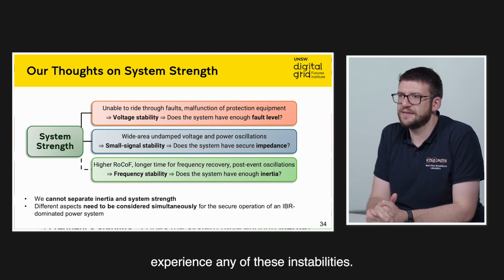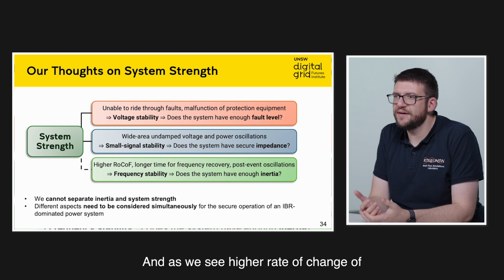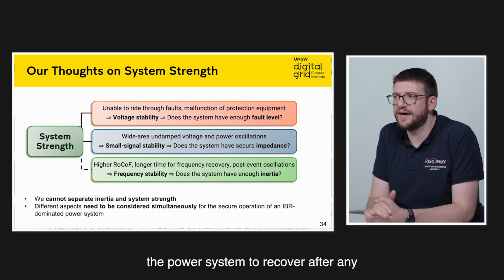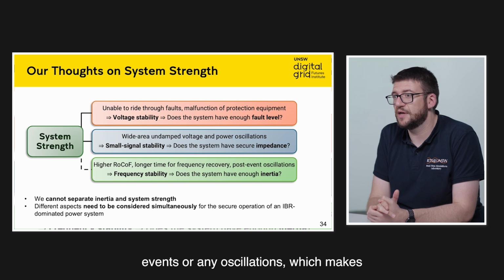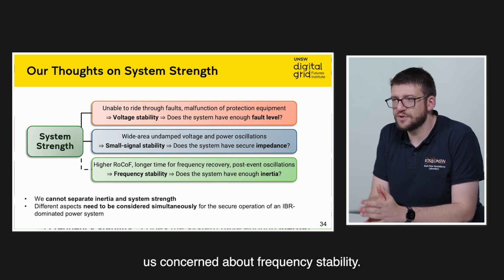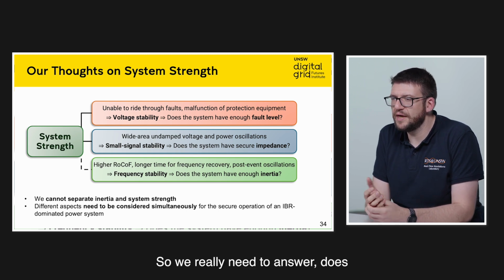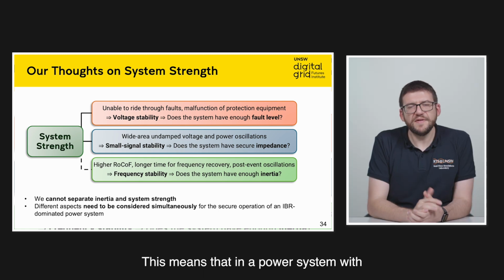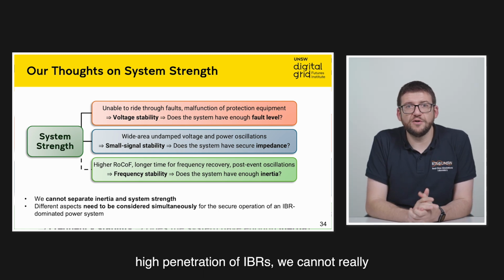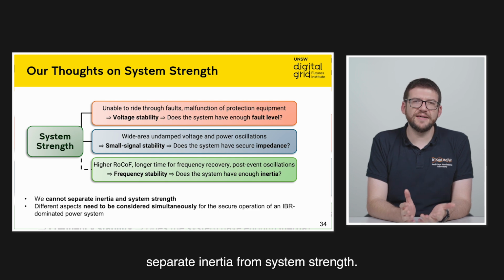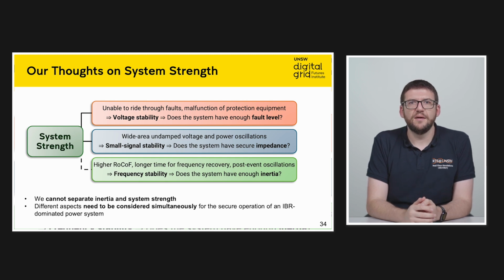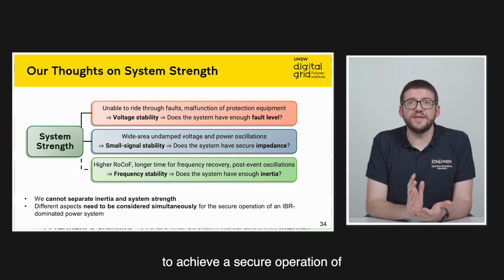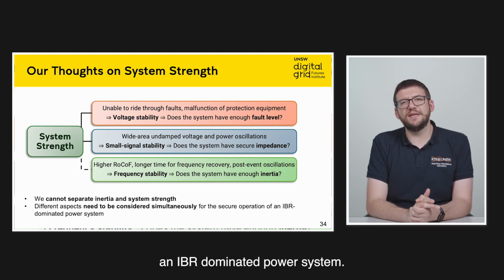And as we see higher rate of change of frequency, it will take longer time for the power system to recover after any events or any oscillations, which makes us concerned about frequency stability. So we really need to answer, does the system have enough inertia? This means that in a power system with high penetration of IBRs, we cannot really separate inertia from system strength. We need to consider different aspects simultaneously in order to achieve a secure operation of an IBR-dominated power system.